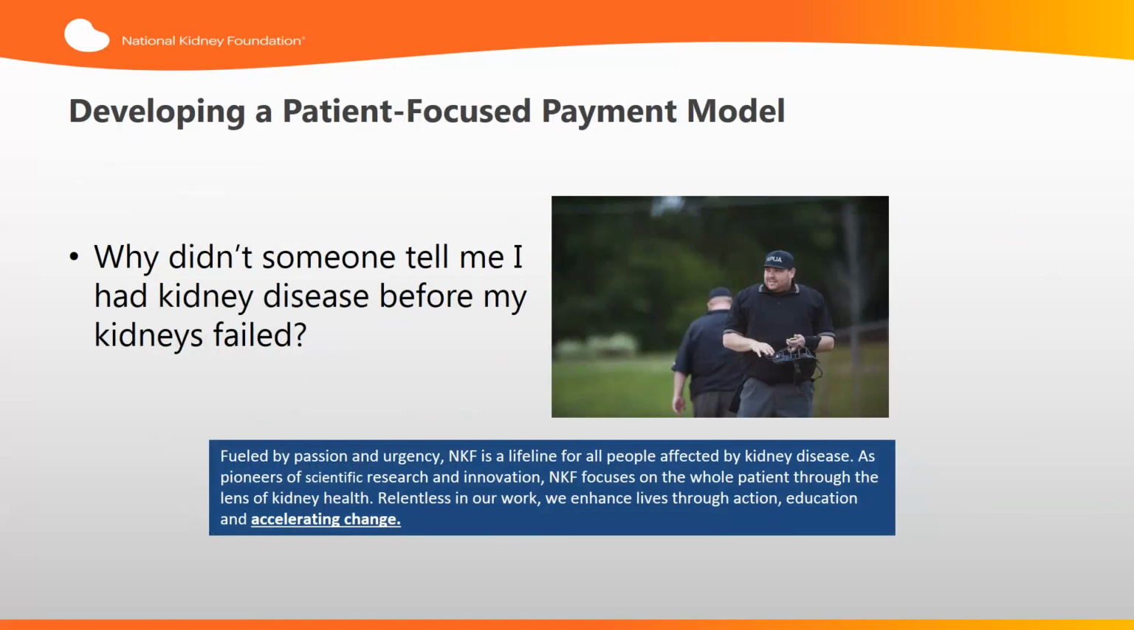I just wanted to give an example of what our organization is doing, and then I will quickly wrap up. The National Kidney Foundation recognized that there was a significant gap in kidney care, mostly at the point where patients are under primary care. They might have diabetes, they may have hypertension. What we often hear from our patients that end up with kidney failure is, why didn't somebody tell me I had kidney disease before my kidneys failed?